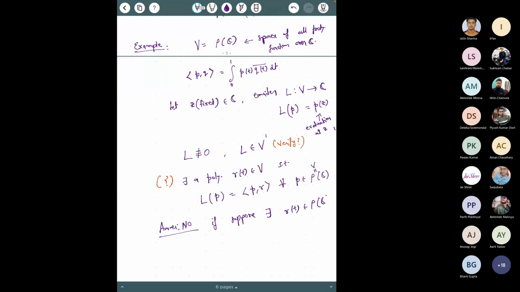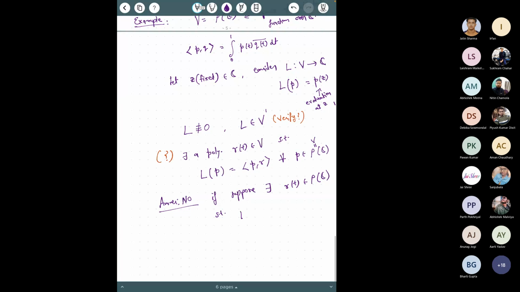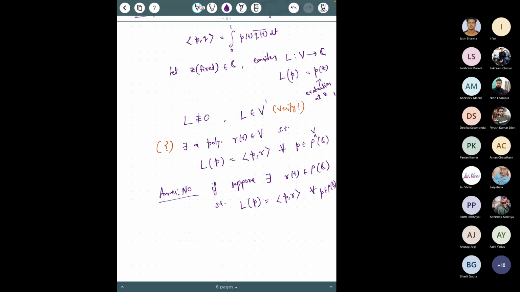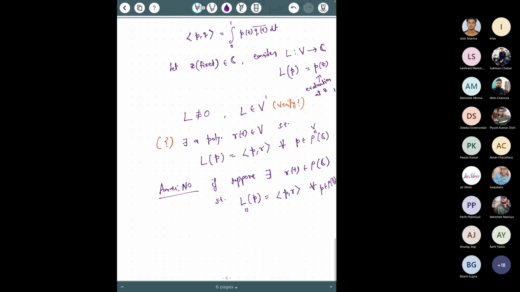Now, by definition, what is the left hand side here? What is L of P? It is P of z. And what is the right hand side? It is the inner product, so it is the integration from 0 to 1 of P(t) R(t) bar dt. These two are equal, so you can say that P(z) is equal to this one, and this is true for all polynomials P.